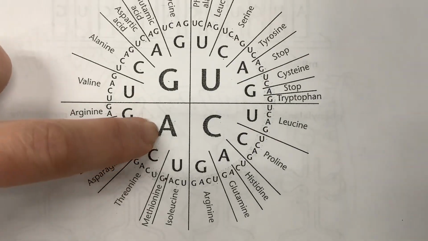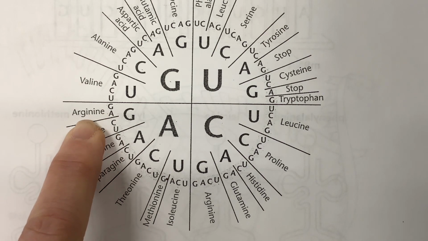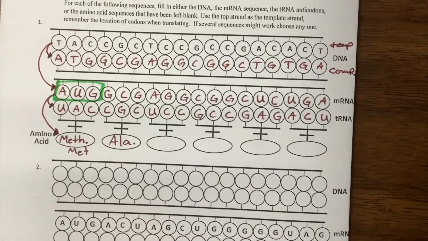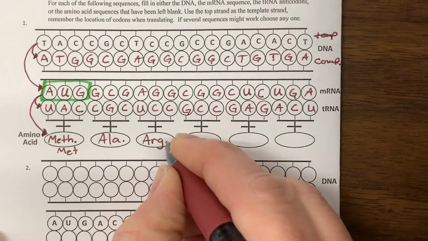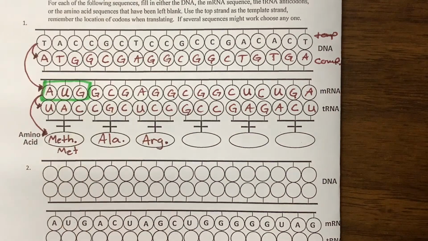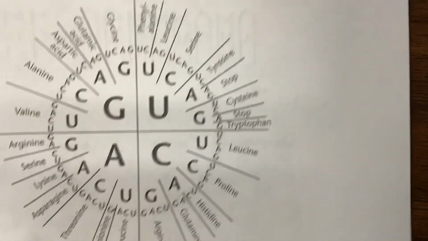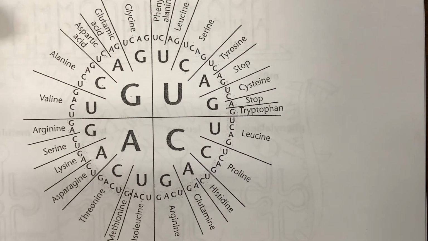AGG codes for arginine. So ARG for arginine. My next codon is CGG. C, G, and G, so another arginine.